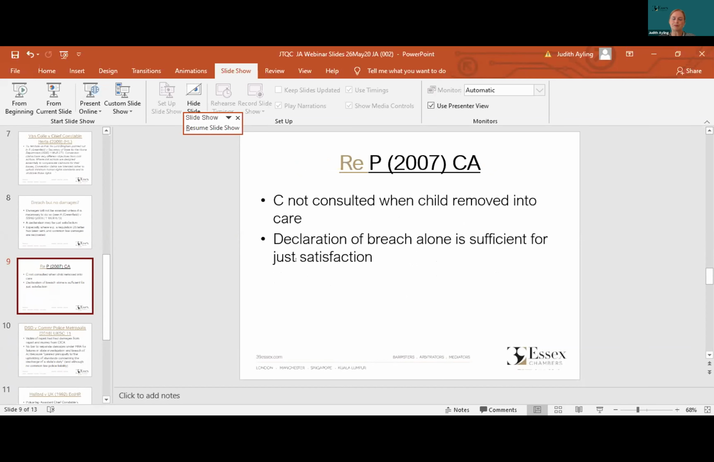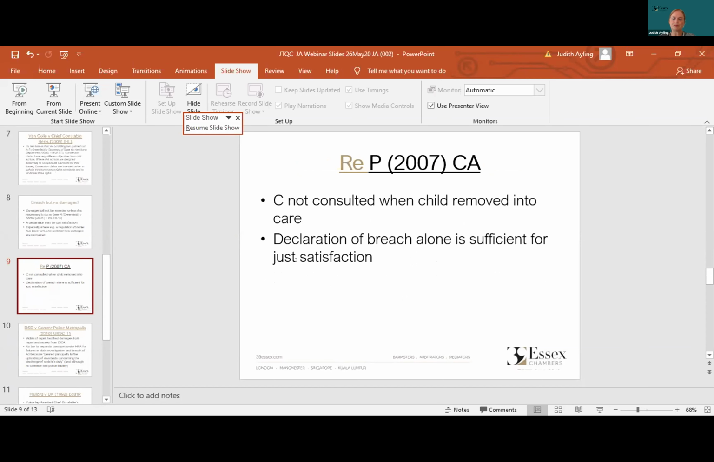But crucially, the removal had been lawful. The claimant at the time wouldn't have had the emotional capacity to participate in the meeting, and the local authority had kept her solicitor involved. So there was a declaration that there'd been a breach, but that was enough for just satisfaction, and she didn't recover damages.